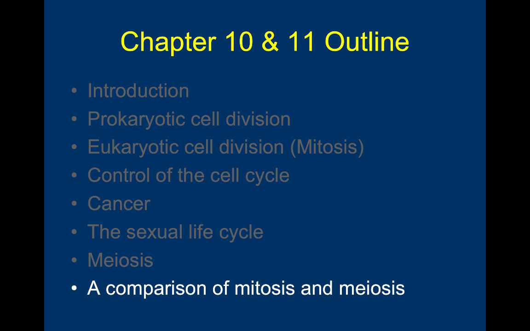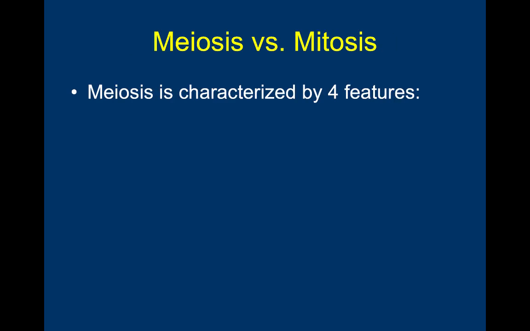So the last little bit here that I want to talk about, and we will talk about non-disjunction more in the next chapter, at the end of the genetics chapter. The last little bit of this chapter that I want to focus on is just comparing mitosis to meiosis. All right? So things that are unique about meiosis are as follows.